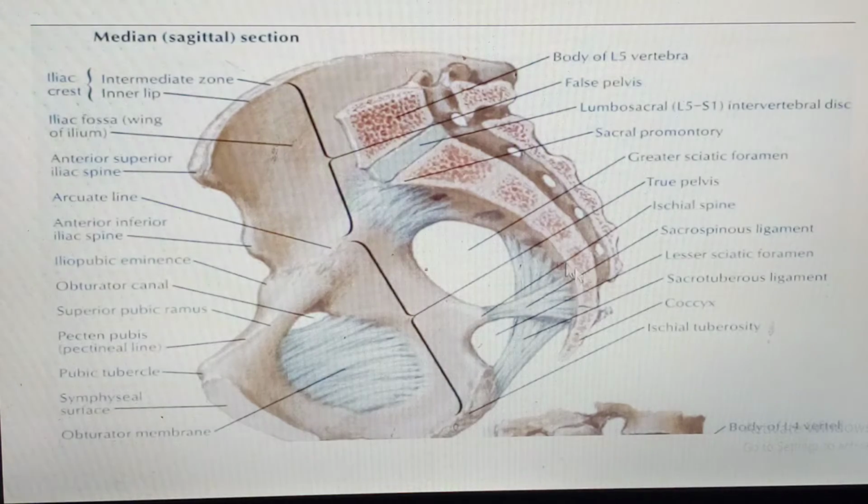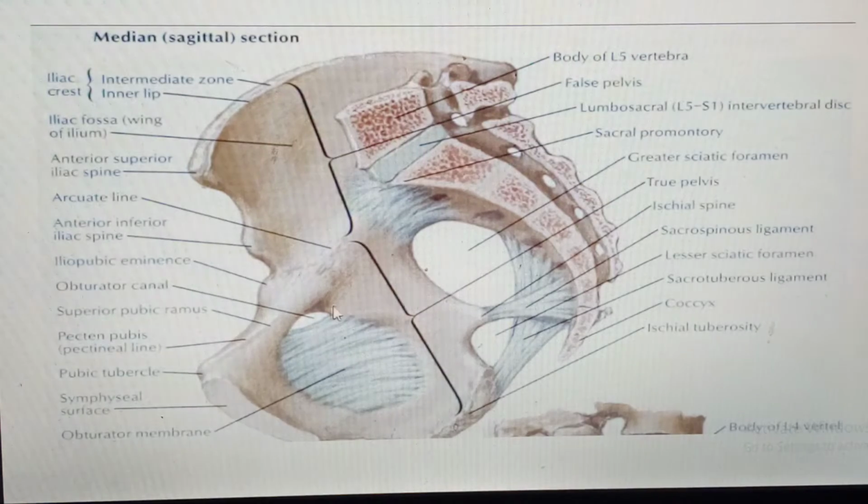Now, I told you that if you use this pelvic brim as a landmark, then above it we are going to have the greater pelvis, or the false pelvis, and below it we are going to have the true, or the lesser, pelvis.